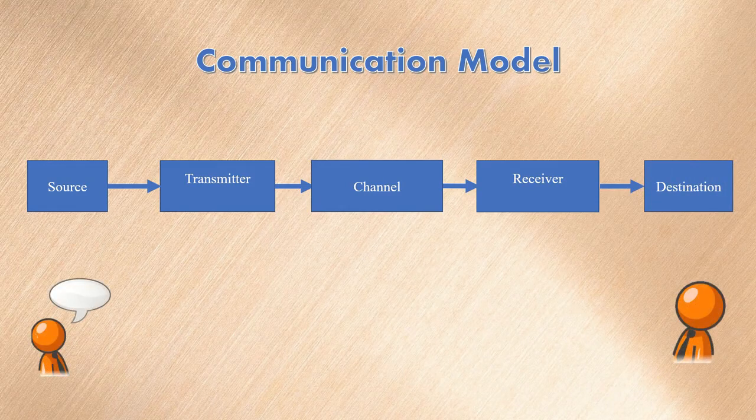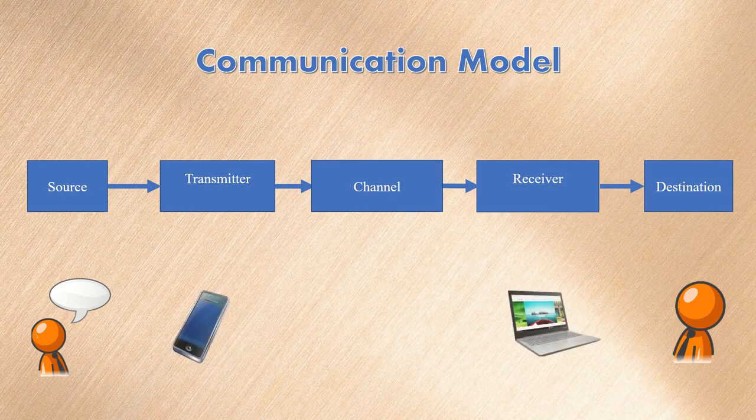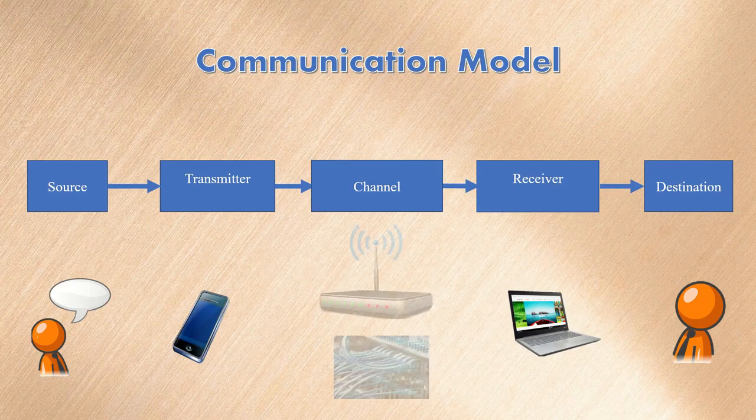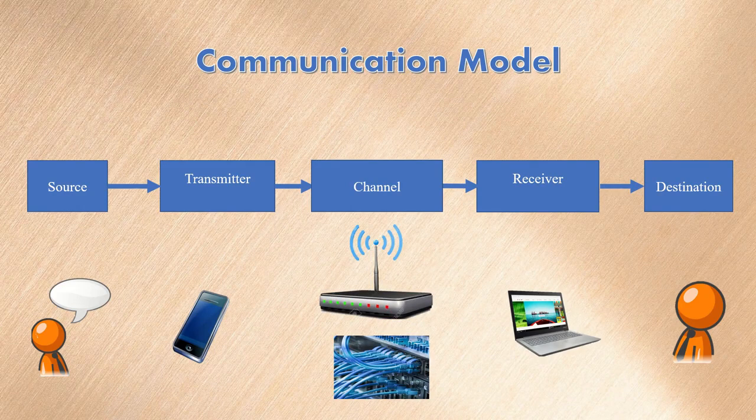Source and destination are the persons who are going to transfer the information. Transmitter and receiver are the devices which are responsible for transferring the information, and the channel is the medium which may be either a wired medium or a wireless medium.